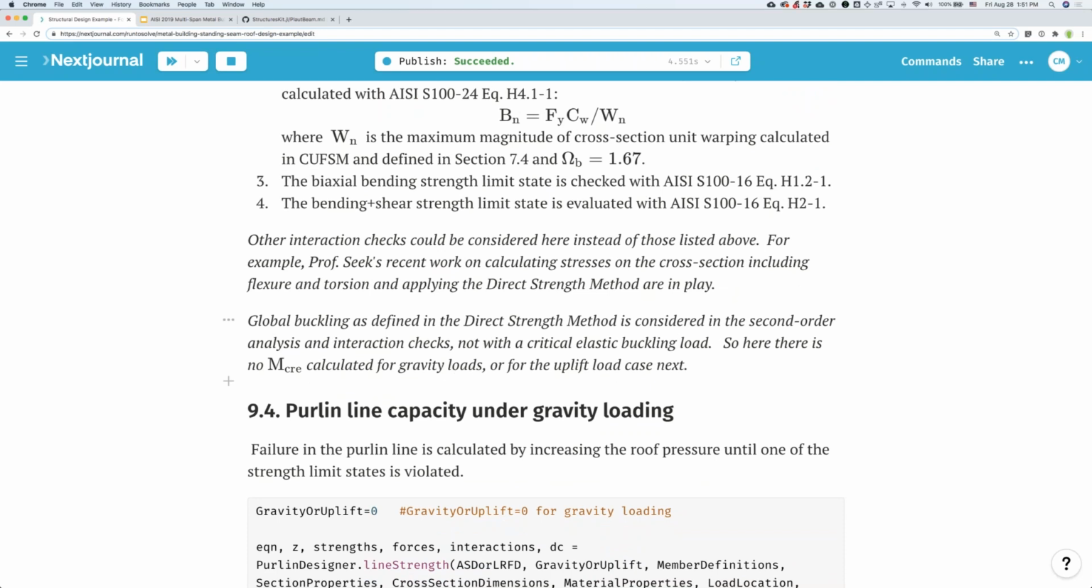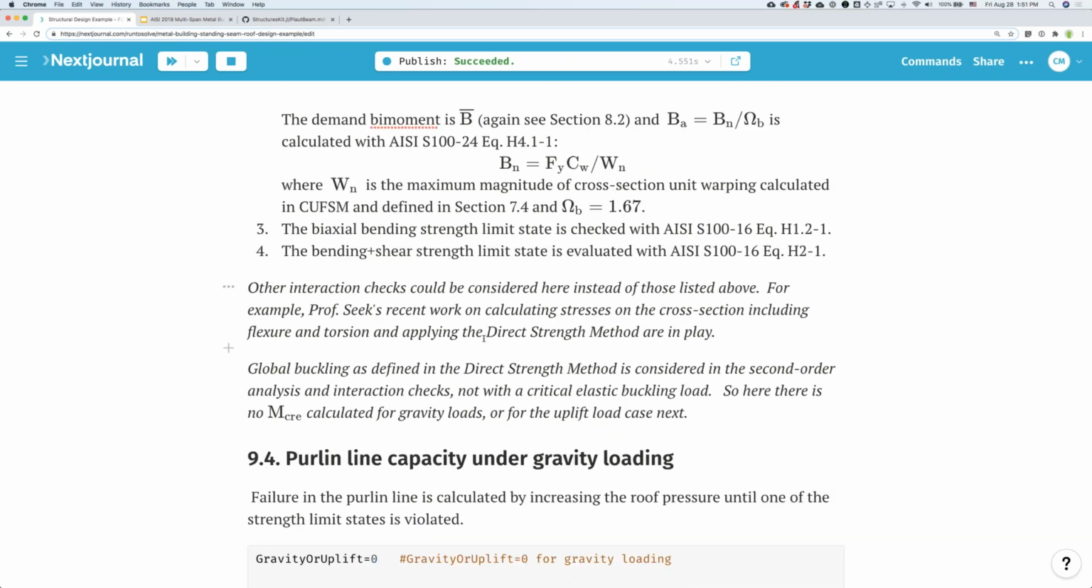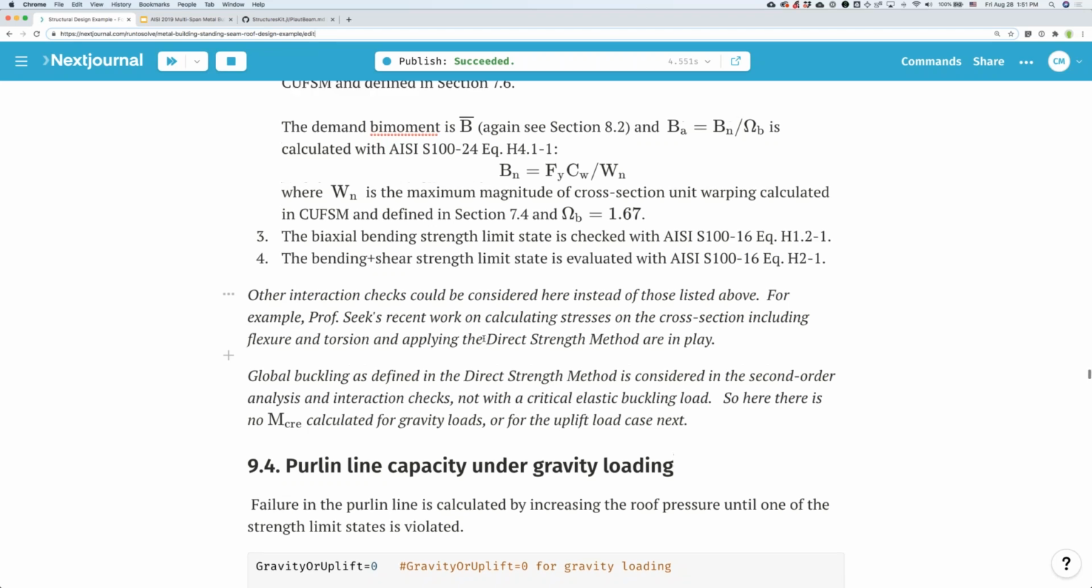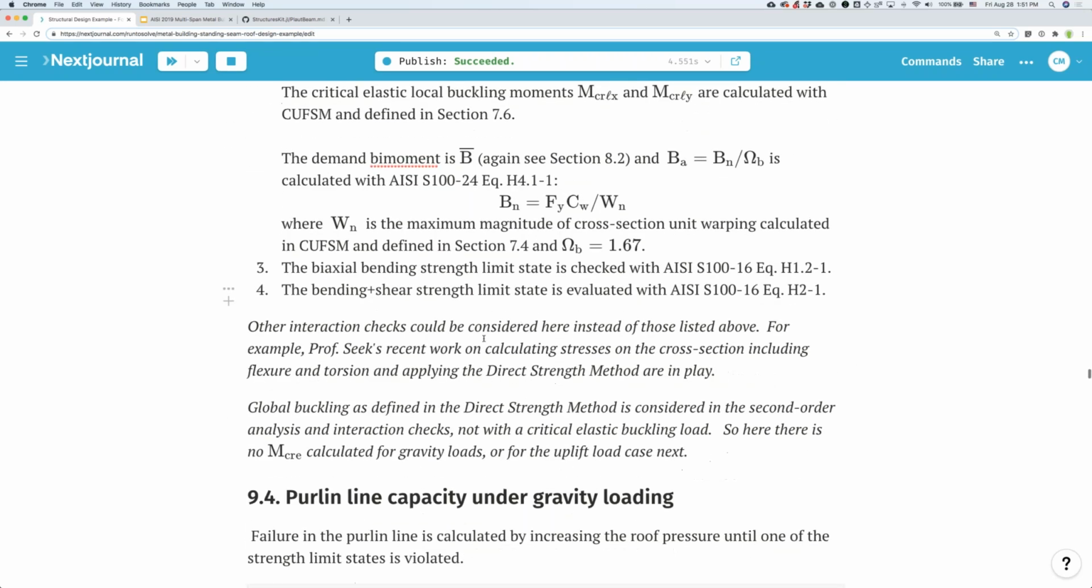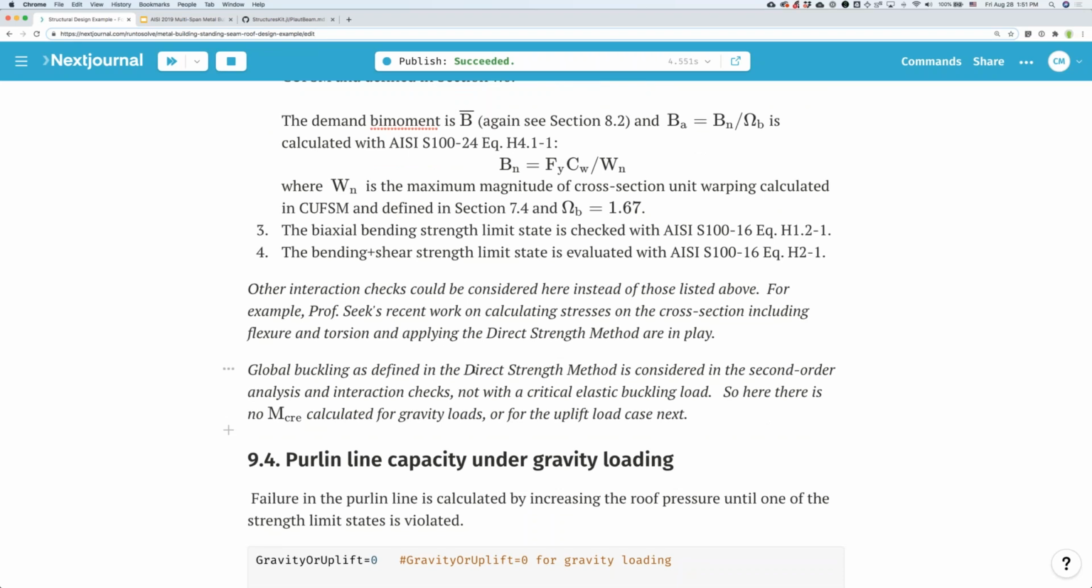I would say another key point here that's really important is that nowhere have I talked about lateral torsional buckling. I think I haven't even mentioned it yet, and that would be the case here in a typical AISI design. But lateral torsional buckling, in the sense of the code where you calculate an MCRE, or that equation with J and CW in it that maybe you all know from hot rolled, doesn't apply. So there's no lateral torsional buckling here.